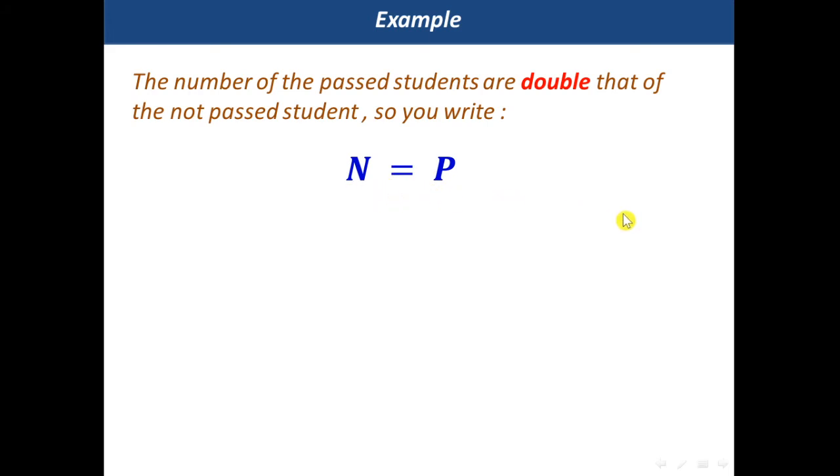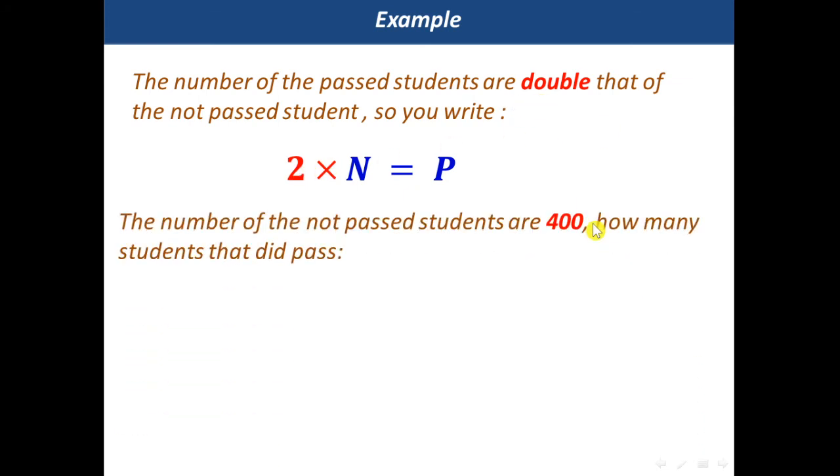Why? Because N equals P. The quantity on the left equals the quantity on the right. So whatever number is here, this must be equal to it. But that is not the situation written here. The situation described here does not support this equation. So what I do now is correct. Why? Because the students who passed are double the ones who did not pass. So the ones who did not pass multiplied by 2, then I have the real value of P. So the value of P is N multiplied by 2 because it is doubled.